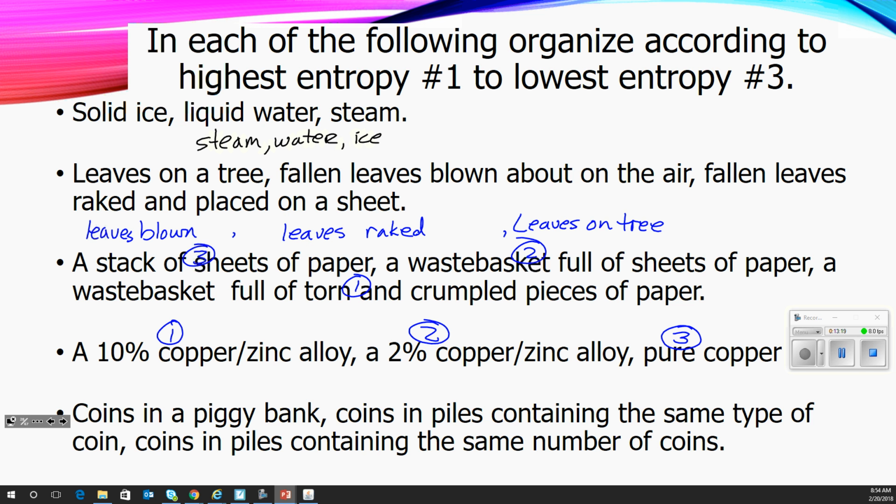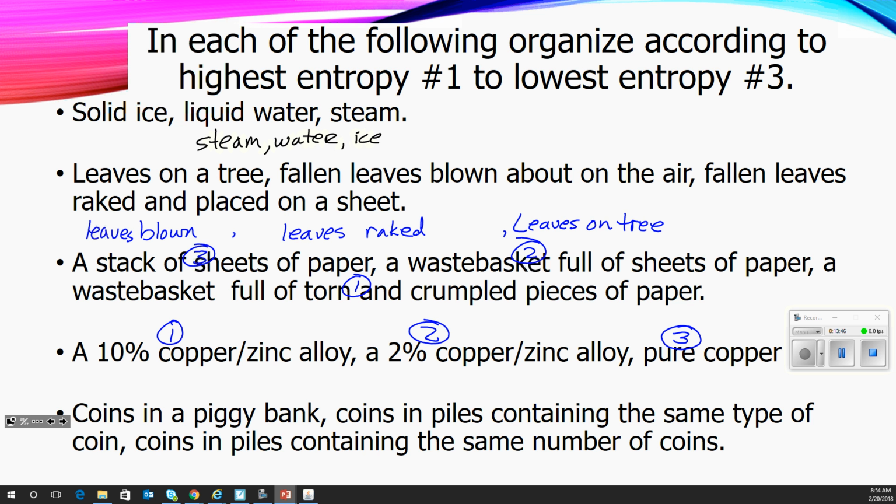Are the most organized or the least organized? What? But the last one is coins in piles containing the same number of coins. Is that one most organized or is the one before it? We have a disagreement there. What do you think?